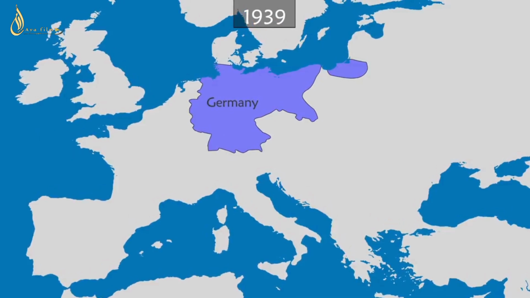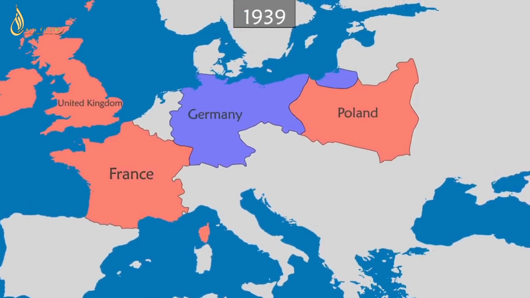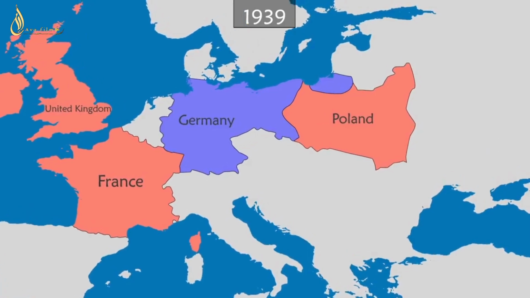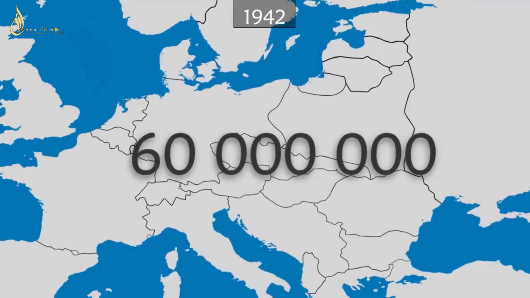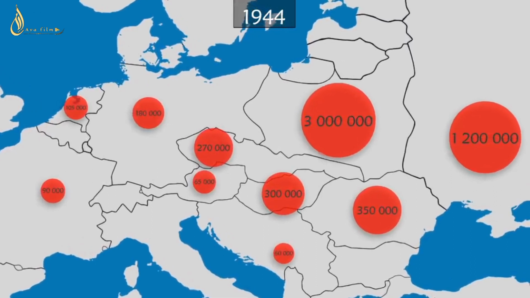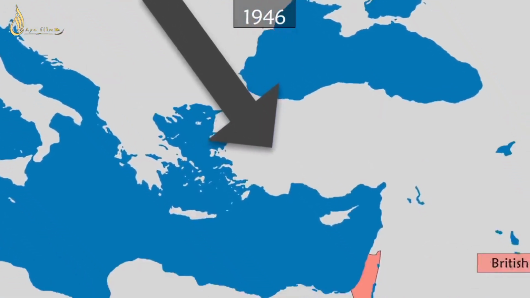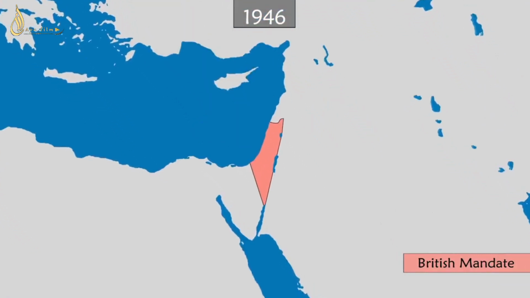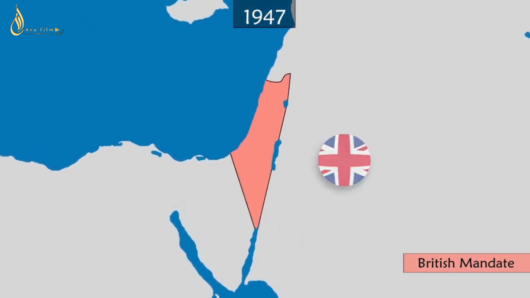In September 1939, Germany invades Poland. Britain and France respond by declaring war, sparking the beginning of World War II. In 5 years, the conflict claims more than 60 million lives, including almost 6 million Jews targeted by the Holocaust. Following the war, Jewish immigration to Palestine grows, increasing tensions with Arabs. Overwhelmed by the situation, the British begin their withdrawal from the area.